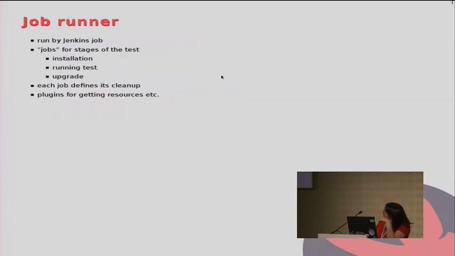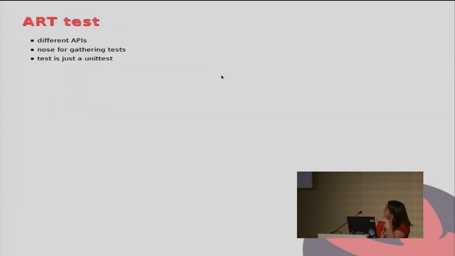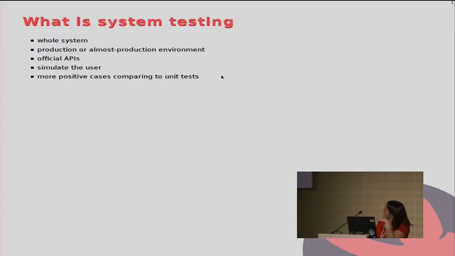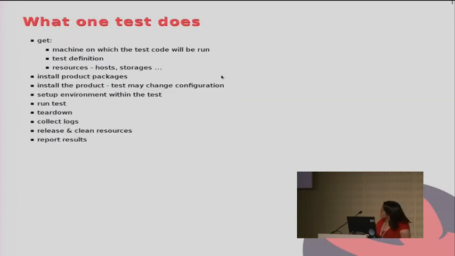Okay, so yeah, this was this library which we use for running the test. So when we go back, yeah, we have this part from setup environment to run to teardown, but still you have to install product packages, install and configure this product, collect logs, release resources, and so on. So getting machine, getting test definition, we use Jenkins. Jenkins can do it for you. We also use Jenkins for collecting logs. We use our brokers for getting resources and then for cleaning them.